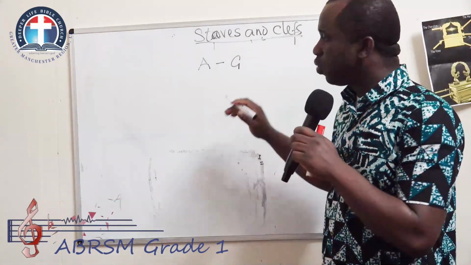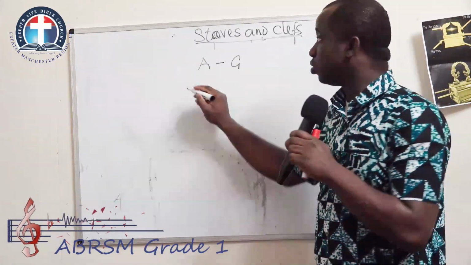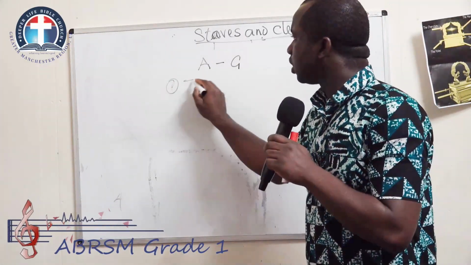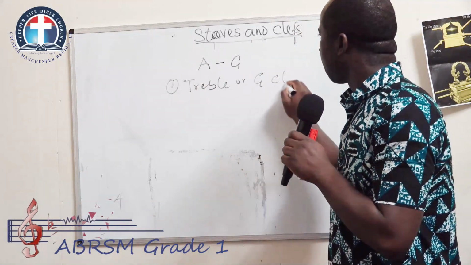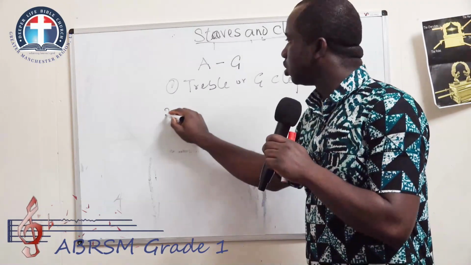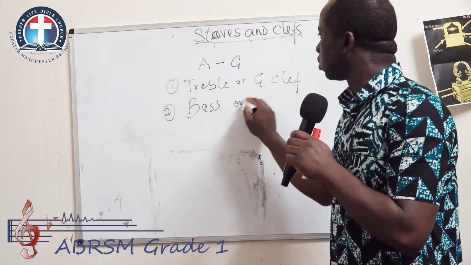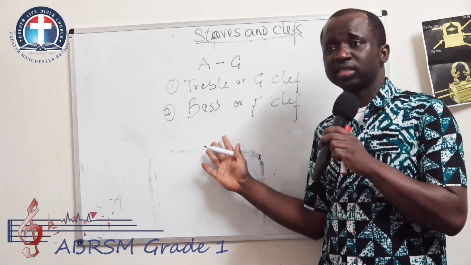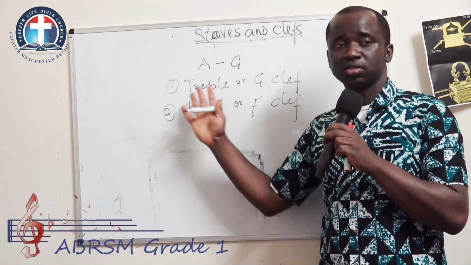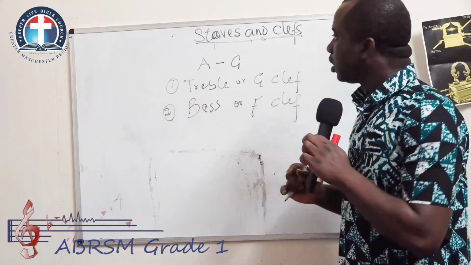So primarily we have how many types of clef? 2 types of clef, like you know. Number 1 is the treble or the G clef. Number 2 is the what? The bass or F clef. Please note this. Any of these you see in your music exam, they are the same. Bass F, treble G. Note that.